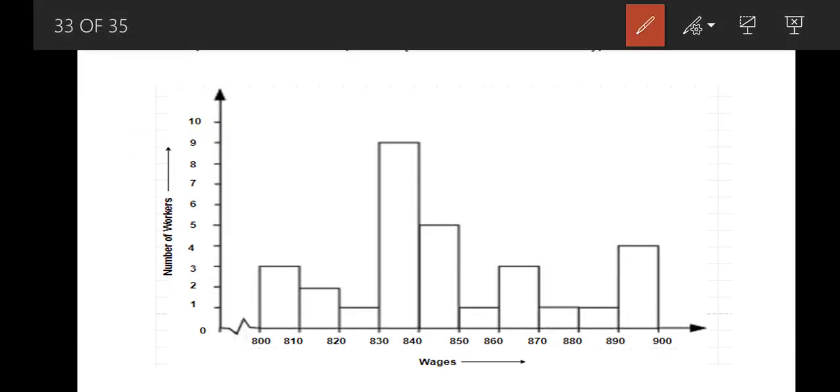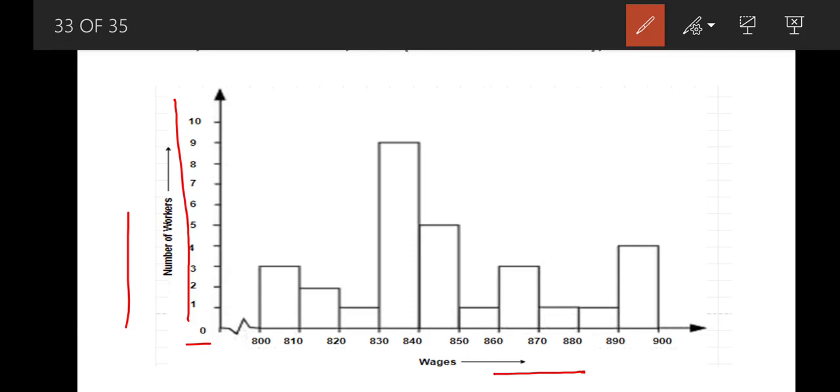Using the data which you have made in question number 3, you are supposed to represent it using a histogram. As I told you, in a histogram there is no gap between the bars because there is no gap between the intervals. Along this side, I have taken wages. Along this side, I have taken number of workers. This is 0, and here I have taken 0, 1, 2, 3, 4 till 10. The values were very close, 1, then 3, 4, 5, and 9 was the maximum value. So I have taken 1, 2, 3, 4 till 10.